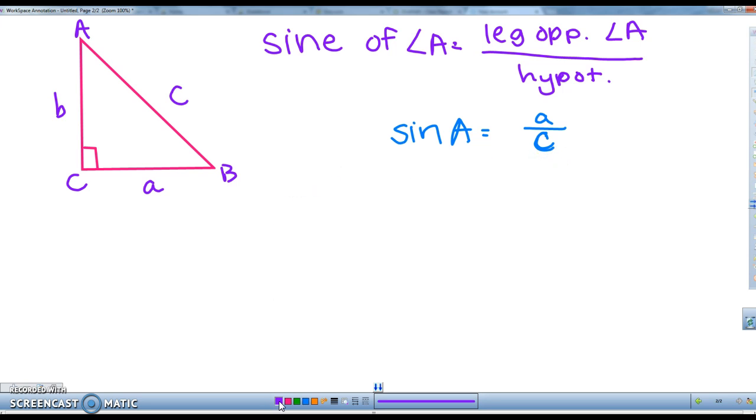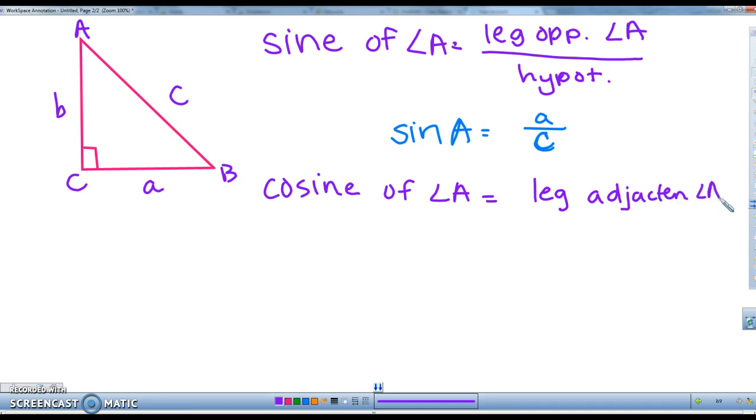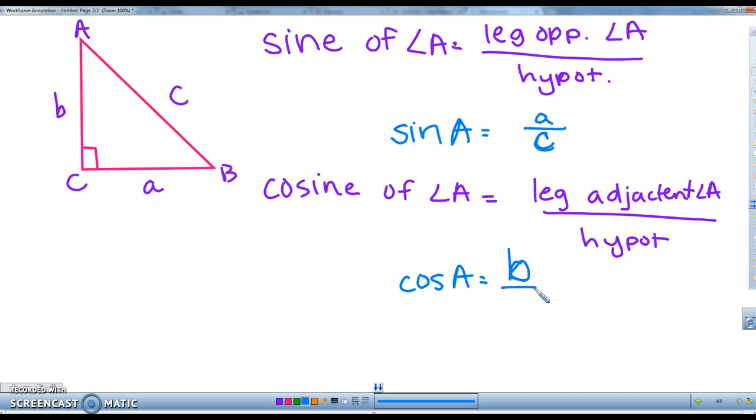Okay, we also have cosine of angle A, which is the leg adjacent to A over the hypotenuse. So an abbreviation, that would look like cosine of angle A. The leg adjacent to A, or next to A, is this B, because it's the leg, not the hypotenuse. So B over the hypotenuse C. So B over C.